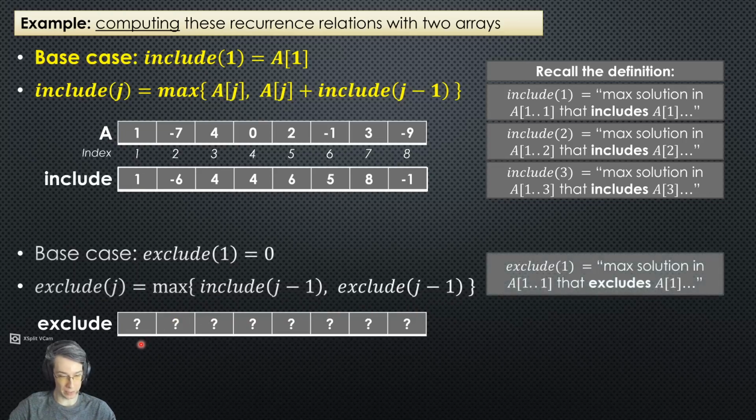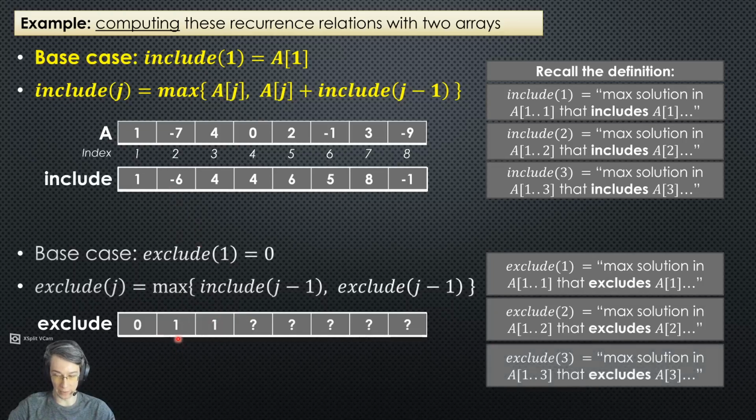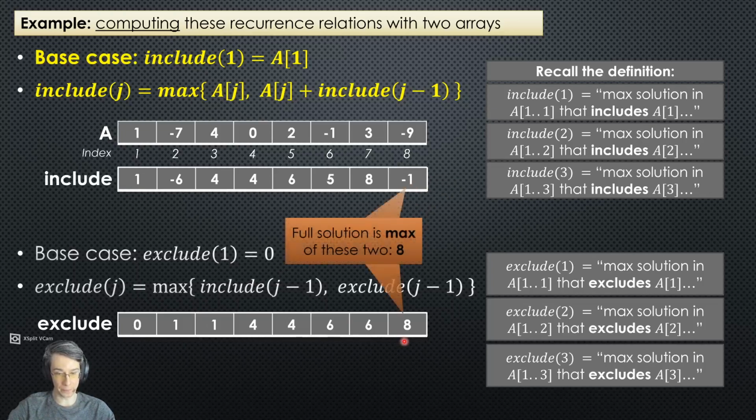Okay, so slot 1 is just going to be 0, according to the definition. Slot 2 is going to be the max of include 1 and exclude 1, which is 1, right? And exclude 3 is going to be the max of include 2 and exclude 2, which is 1. And this continues. You can double check these numbers. And eventually we have include n and exclude n. And we can see that the max of these two, 8, ends up being the solution to the whole problem.